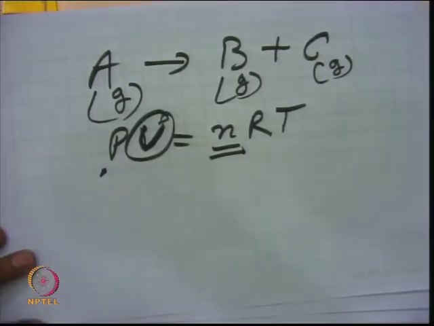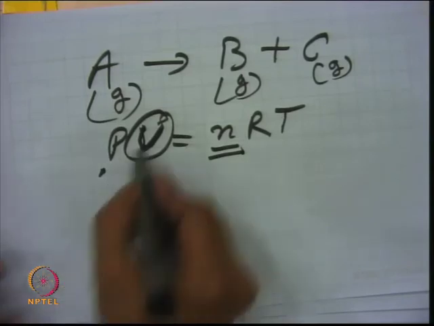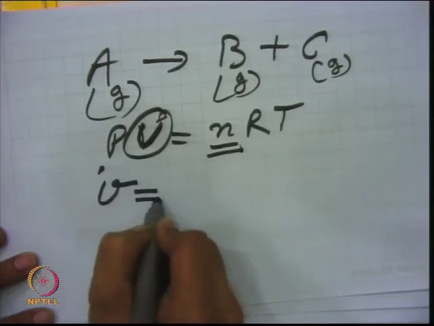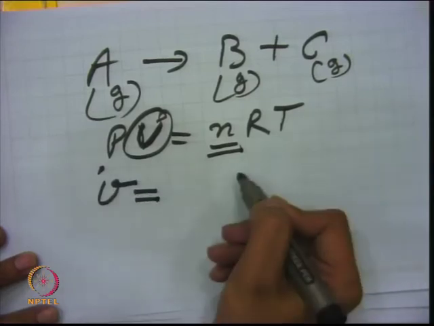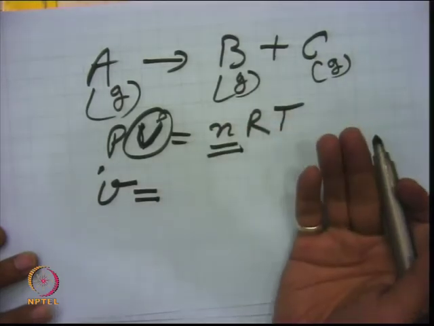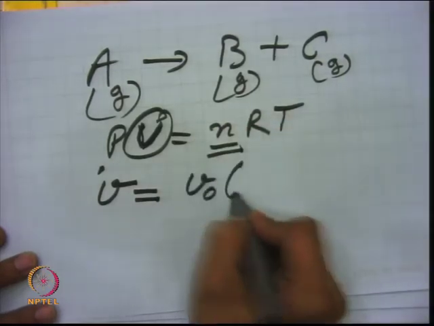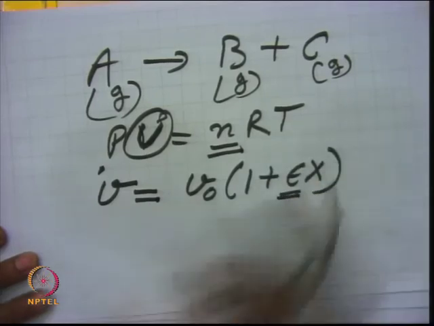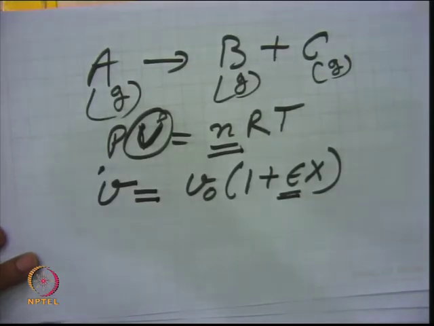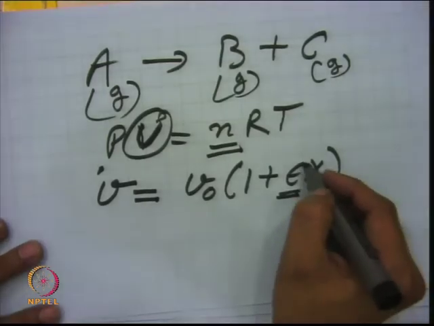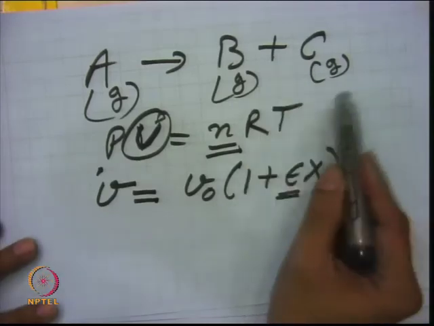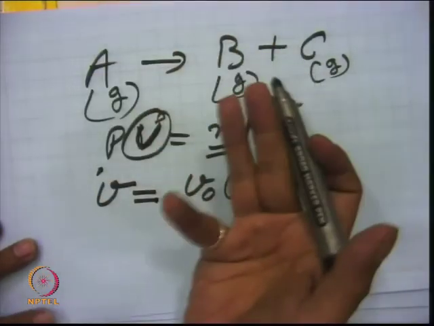So, how to take care of this change in volume? The volume V at any time will be equal to the initial volume plus the fractional change in volume. So, V0 times, if I define a parameter epsilon, times x. What is epsilon? Epsilon is the fractional change in volume. What I am saying here is, if 100% conversion is possible, then for this case the volume change will be 2 times.